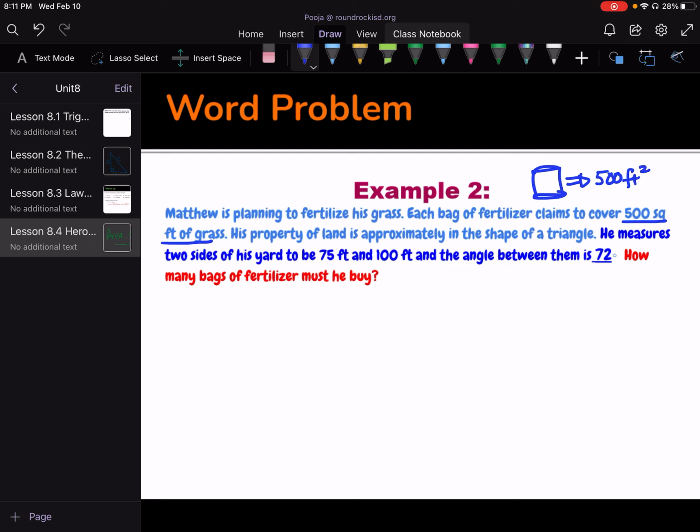His property of land is approximately in the shape of a triangle. He measures two sides of his yard to be 75 and 100. So approximately it is a triangle. Measures one side to be 75, the other side to be 100. And the angle between them is 72 degrees. And not just any angle. If this is his triangular property, then the angle between these two sides is 72. Not this angle and not this angle. How many bags of fertilizer must he buy?